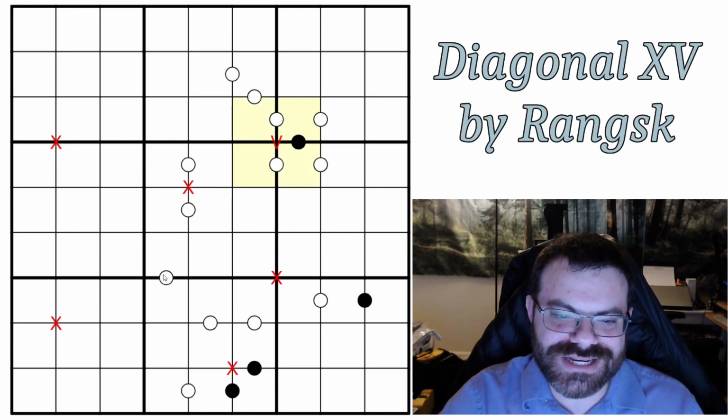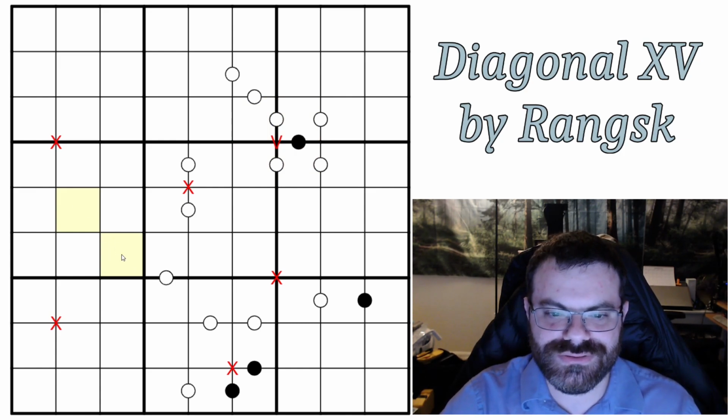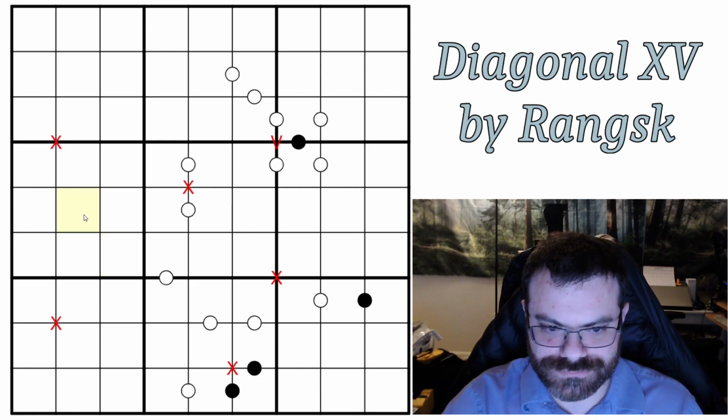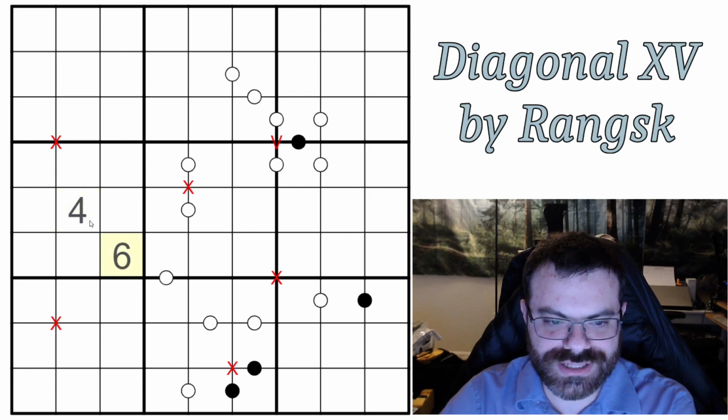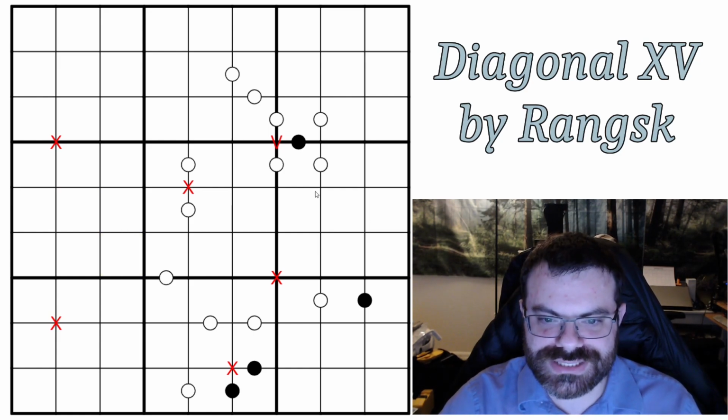So the negative constraint says that if there isn't an X or a V between two diagonal cells, then they cannot sum to 10 or 5. So for example, these two can't be 4, 6 like this because that adds to 10, and they can't be 4, 1 because that adds to 5. So that's the XV rules.